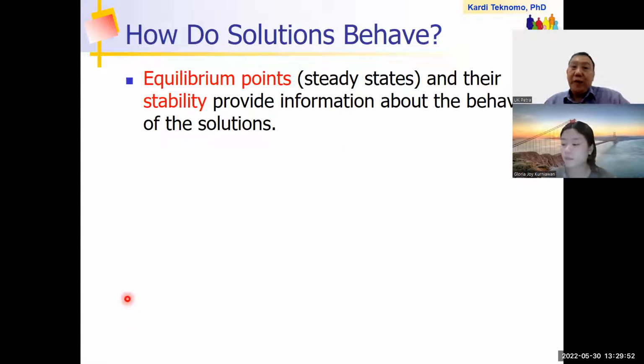How about the equilibrium? Equilibrium points, so this is the state, right? And the stabilities will provide some information about the behavior of the solution. Okay? So in my model, in say pedestrian simulation, multi-agent systems, okay, we always use this equilibrium point and stability. Okay, how we will apply this.